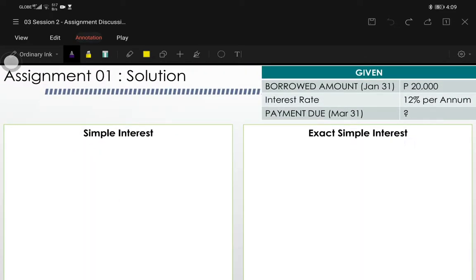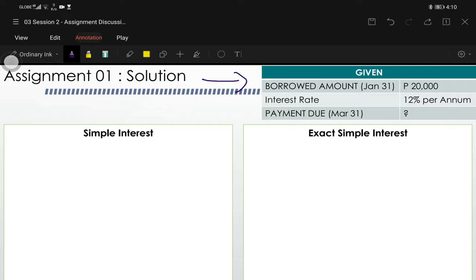So, this is our solution computation. As you can see, the given borrowed amount is on the upper left corner of the second page. The borrowed amount on January 31 was 20,000. The interest rate is 12% per annum. And the payment due will be on March 31.